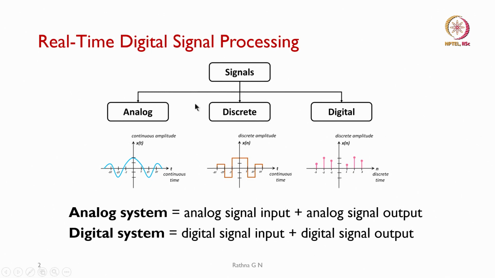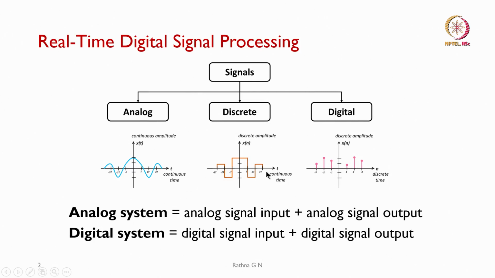The first part is the analog signals. So, what you will be seeing is the continuous signal. You will be seeing that the amplitude is continuous as well as the time is continuous. So, coming to the discrete signals, how it is represented is shown in this figure.